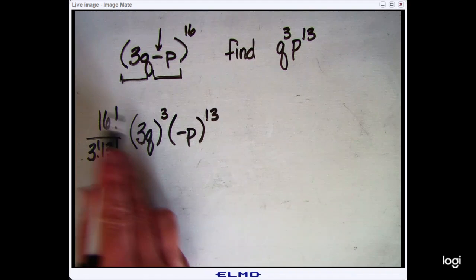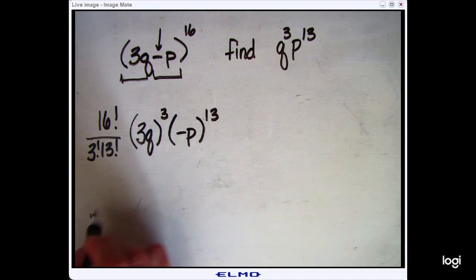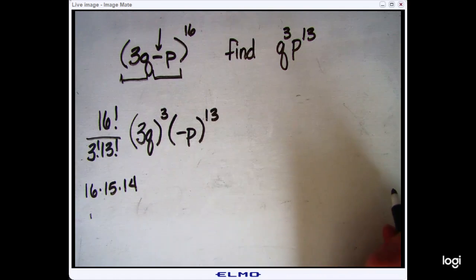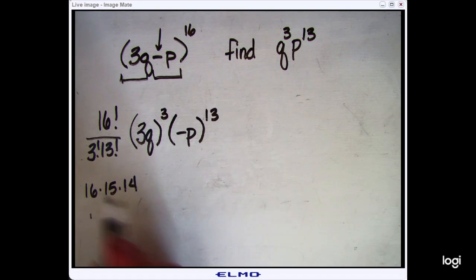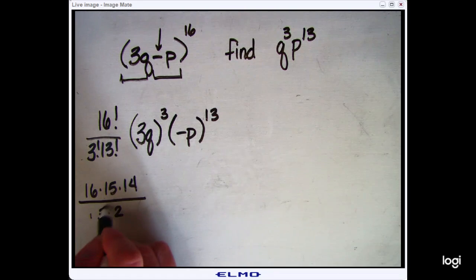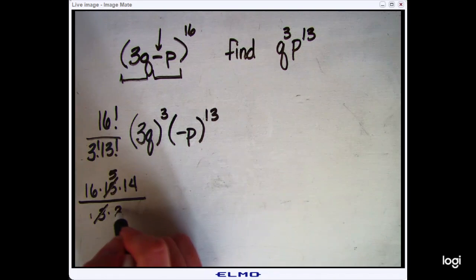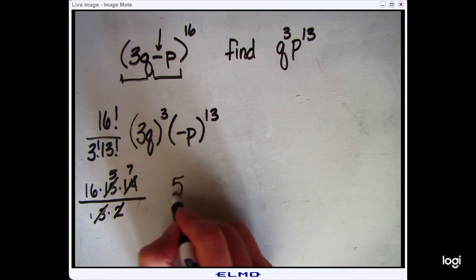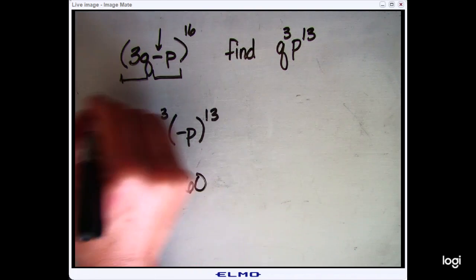Now I've got to simplify this. Now you can grab your calculator and you can figure those out. You might remember that I like to go 16 times 15 times 14, 13, 12, right? 11, 10, 9, 8 would cancel out the 13 factorial. Then I've got 3 times 2 times 1. And then I just like to reduce. I kind of like to do that. 16 times 5 times 7. 5 times 7. And I get 560. That was this term right here, right?